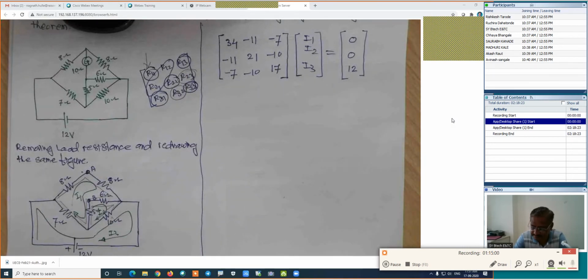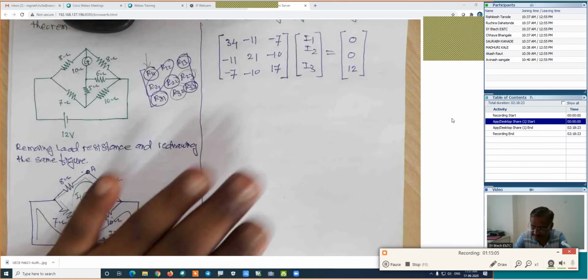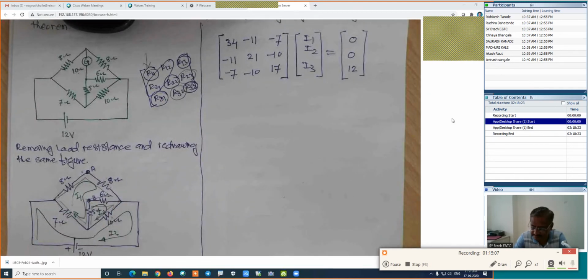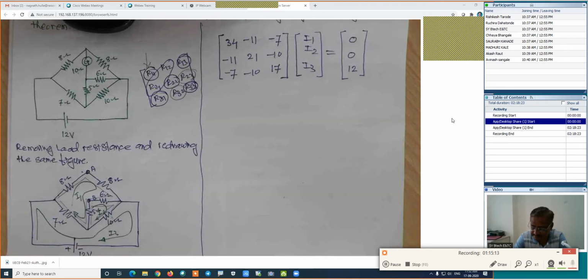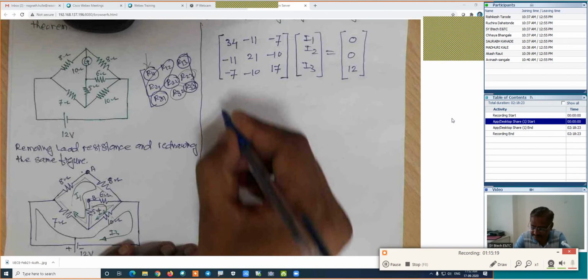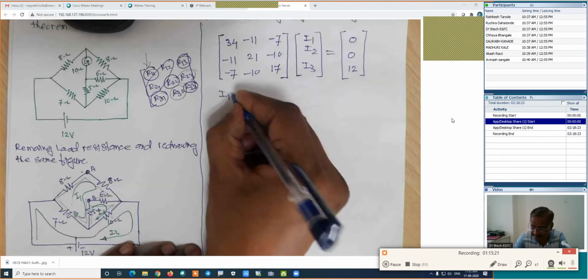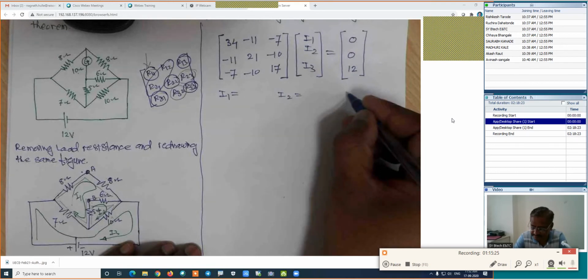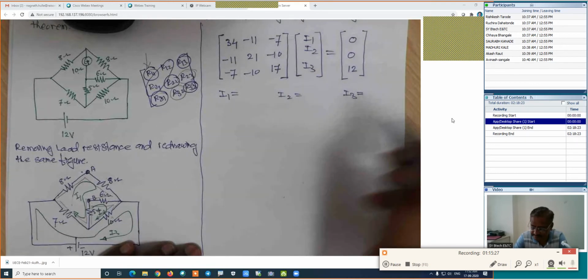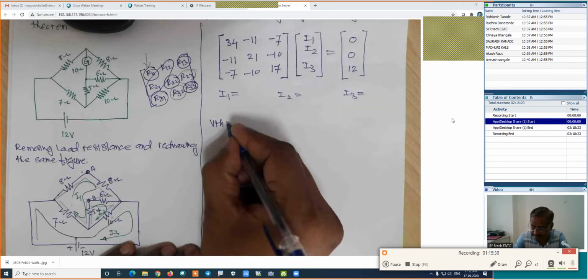You can use any method, believe me. I used inspection, but it is not necessary that you also use inspection. If you are not comfortable with this, then apply KVL to the first loop, KVL to the second loop, KVL to the third loop, and you will get the same equation. This is right. Now from this equation, calculate all the currents, I1, I2 and I3. Then we will discuss the calculation of the VTH.